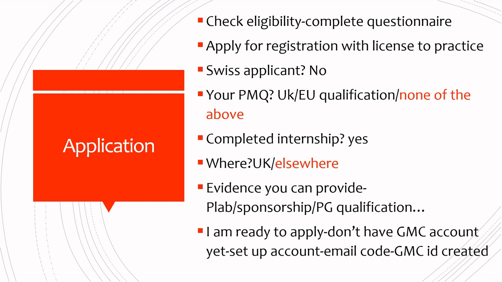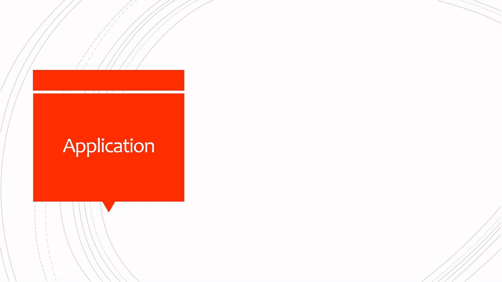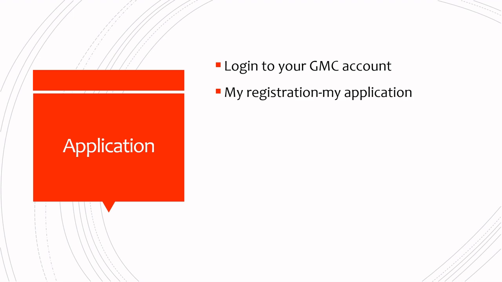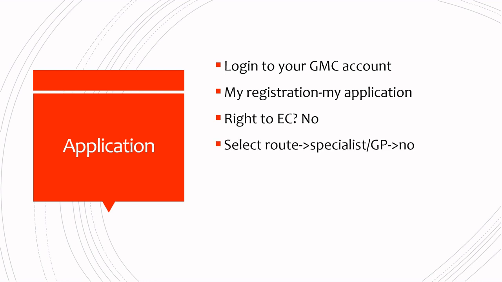If you don't have a GMC account, you'll have to set one up, then they'll email a code, and then the GMC ID is created. Using the GMC login ID, we log in, and there we'll see the my registration and my application section. Select my application, and here they'll ask whether we have right to EC. We have to select no.